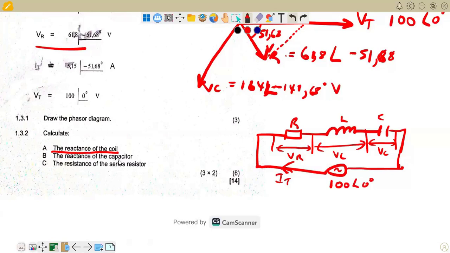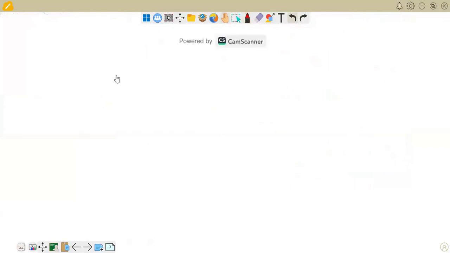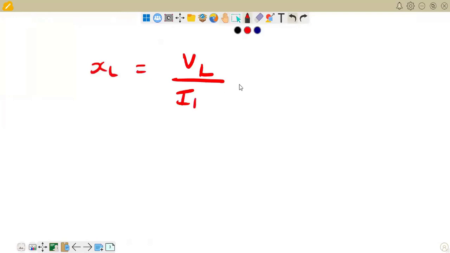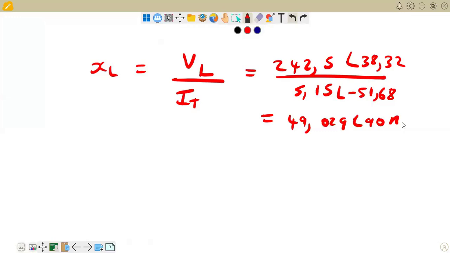Let's start with the reactance of the coil. XL therefore shall be equal to, I'm just going to create a space here quickly. XL is equal to VL over IL, which is also equal to IT because of the diagram that I was trying to bring out there. So we simply say 242.5, that marks our VL, angle of 38.32, divide that by 5.15, angle of negative 51.68, and that will give us 49.029, angle of 90 ohms. There is our XL. We have calculated XL.